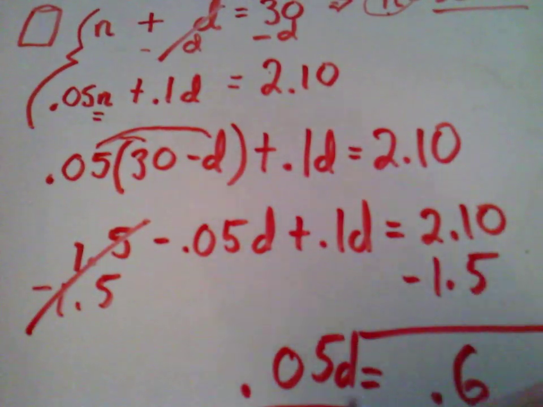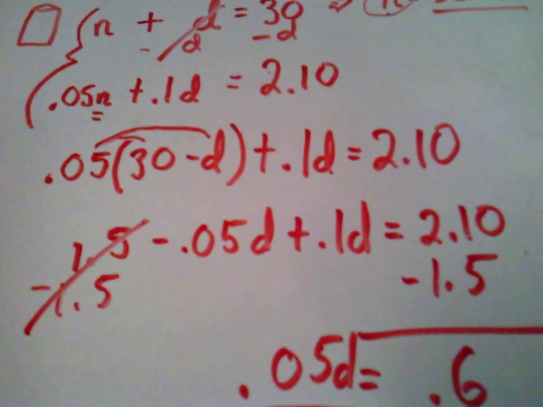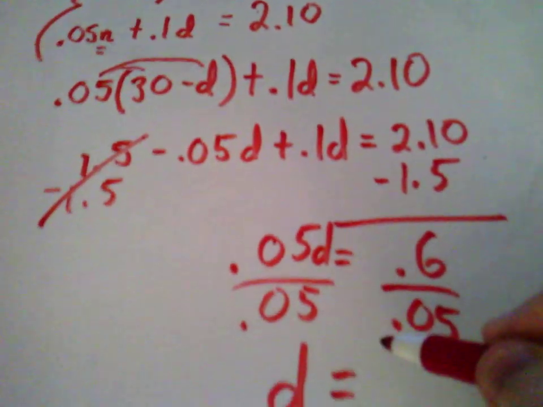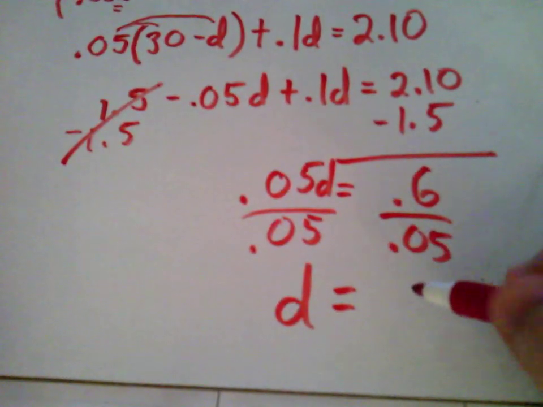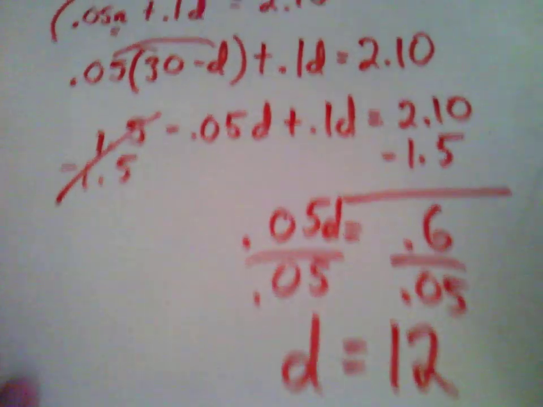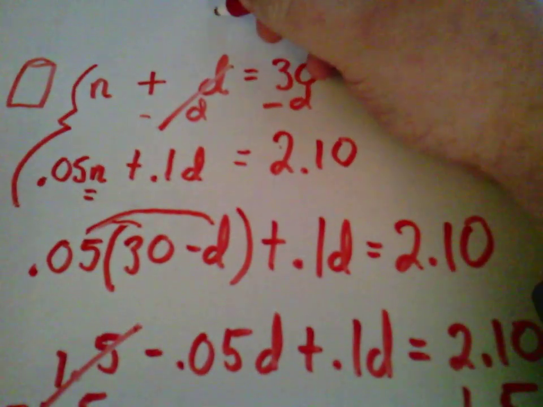And undoing the multiplication between the 0.05 and the d requires dividing both sides by 0.05. Divided by 0.05. We come to understand now that d is equal to 12. So what does that mean? Well, the number of dimes in the jar should be 12.